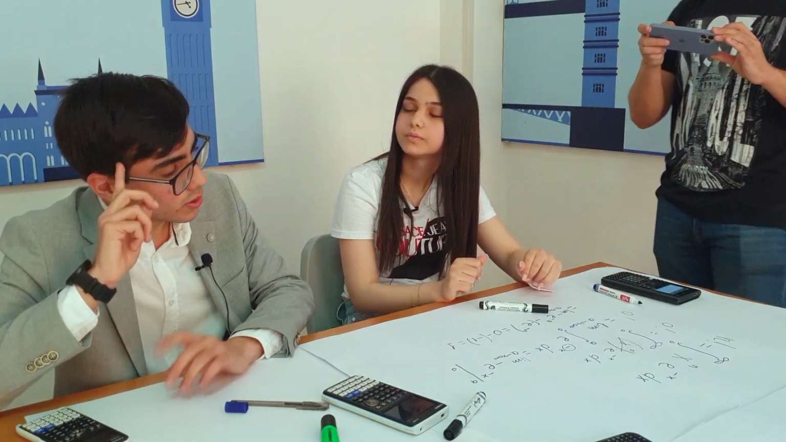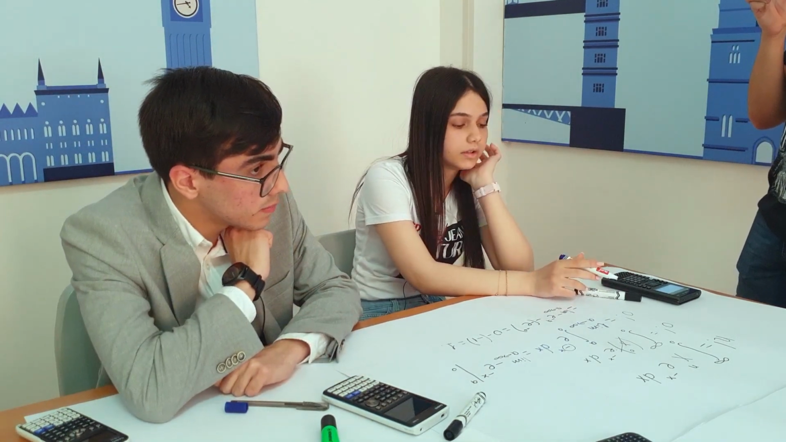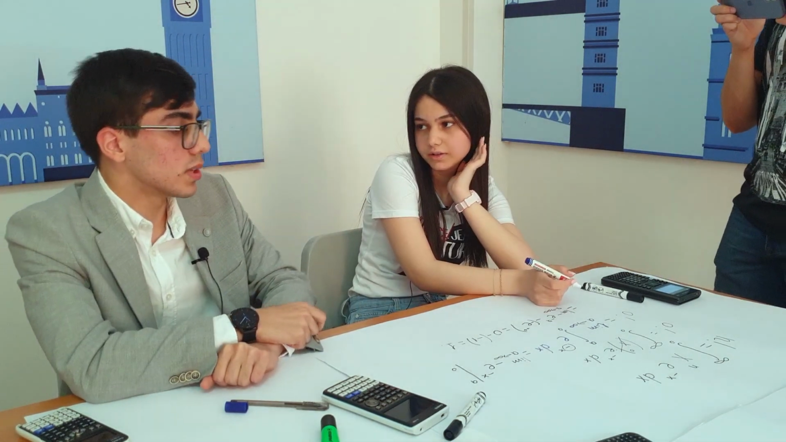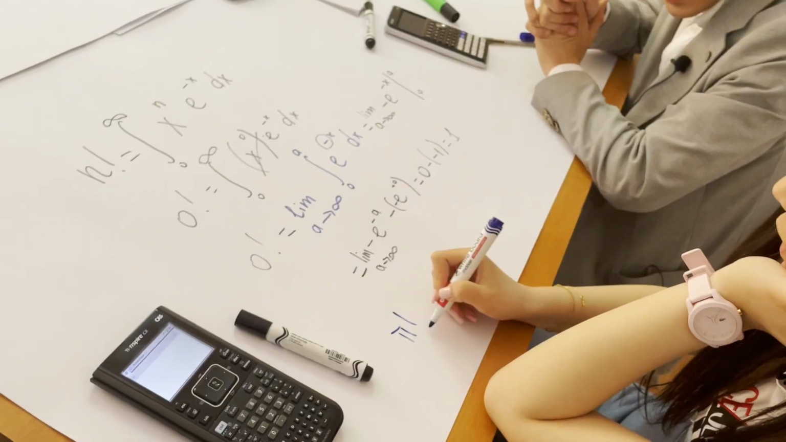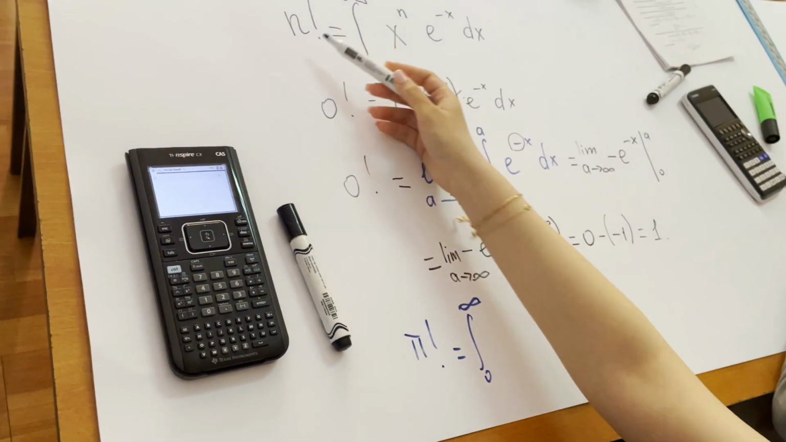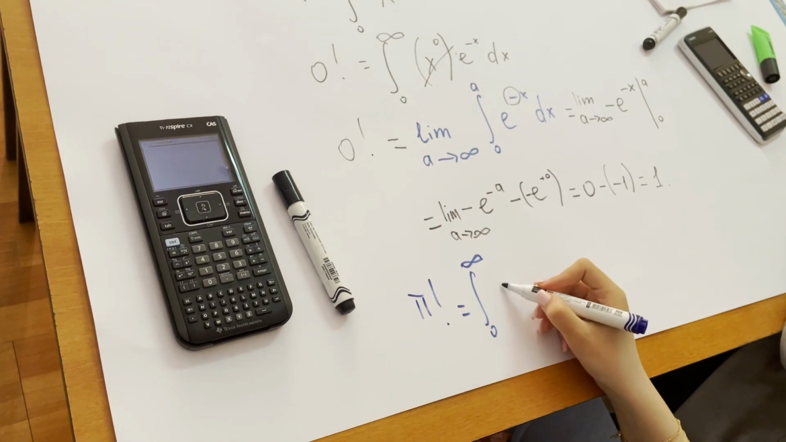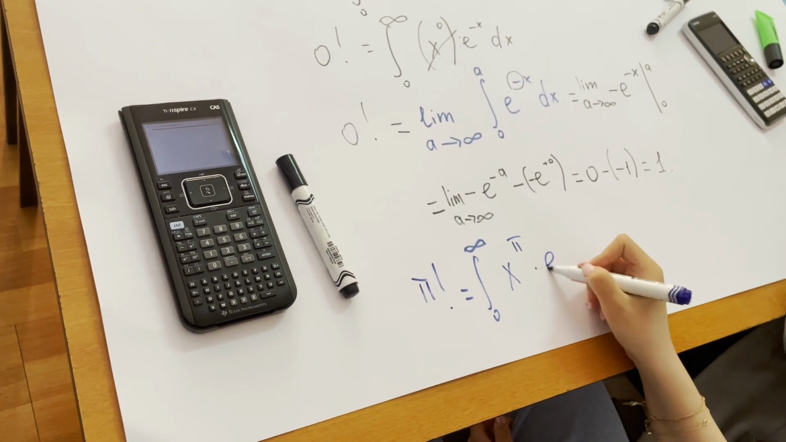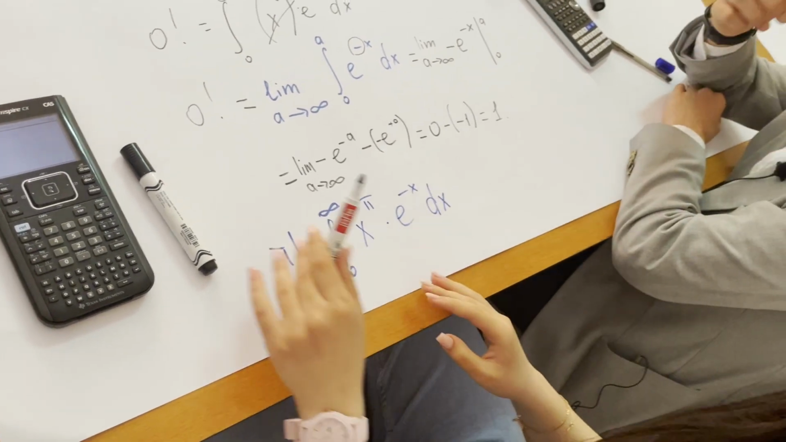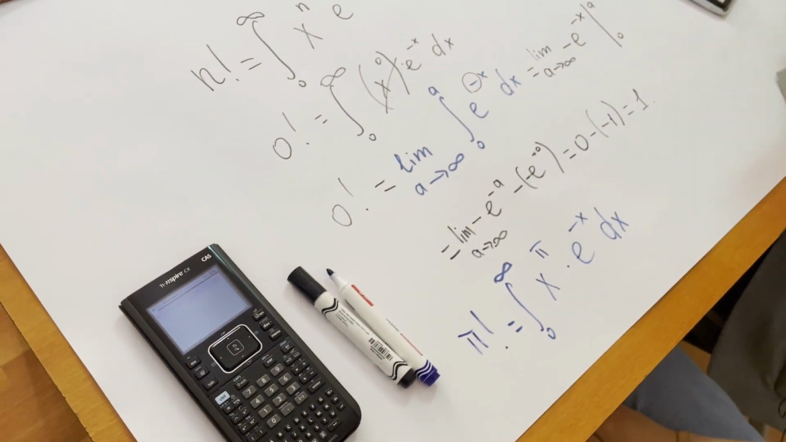But I have a question. What if our n input is non-integer, or even better, irrational? Let's take pi, one of the most popular irrational numbers. Pi factorial is equal to the integral from 0 to infinity. As n factorial is here, for pi factorial we have to plug pi instead of n. So it's x to the power of pi multiplied by e to the power of -x dx. Now, this integral does not seem possible to evaluate even with integration by parts. It would not give anything.